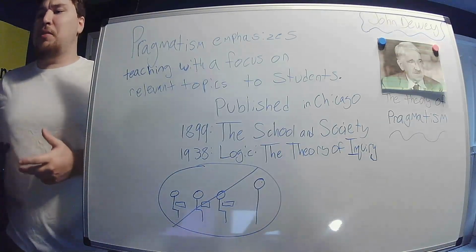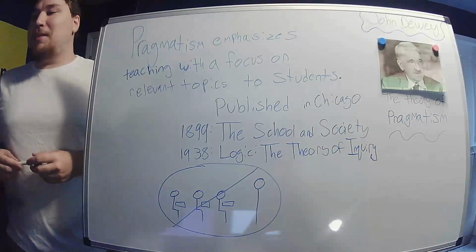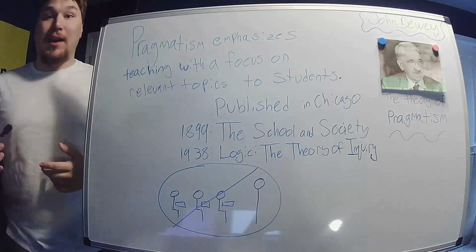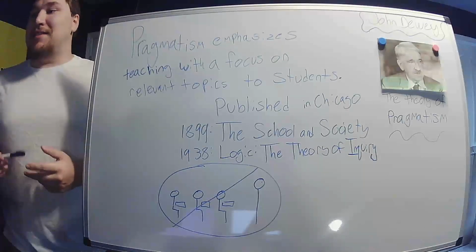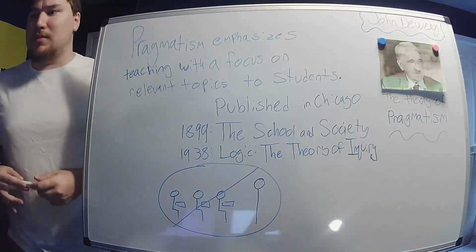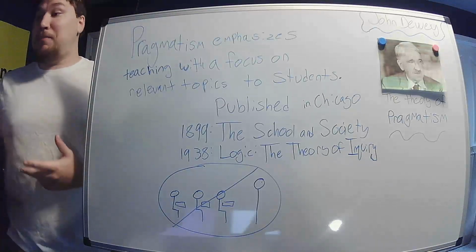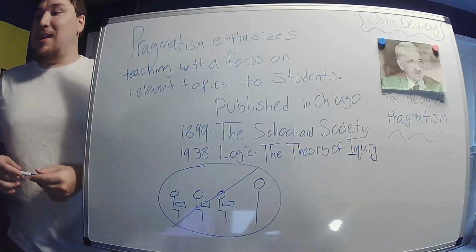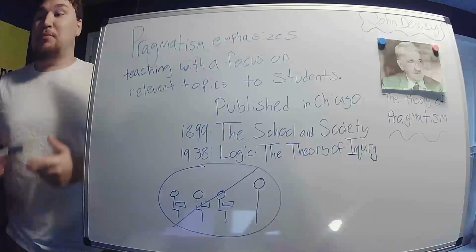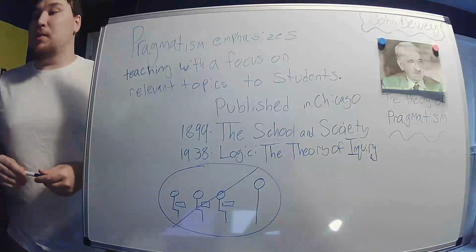The formation of the theory of pragmatism was from a man named John Dewey. He is seen as a leading figure for pragmatism and modern-day education. This theory emphasizes teaching with a focus on relative topics to students. In Chicago, he published many papers. In 1899, he published The School and Society, and then in 1938, he published Logic, the Theory of Inquiry.